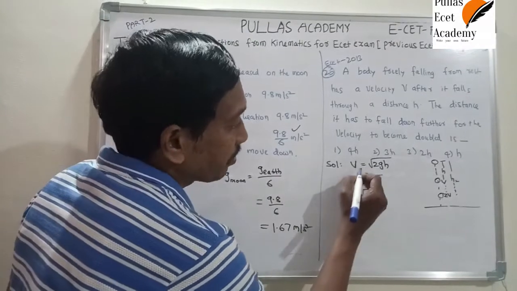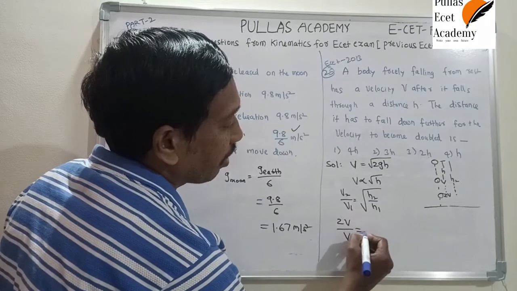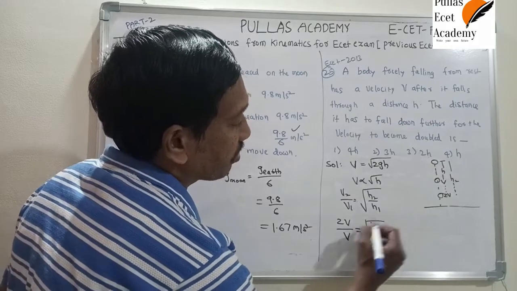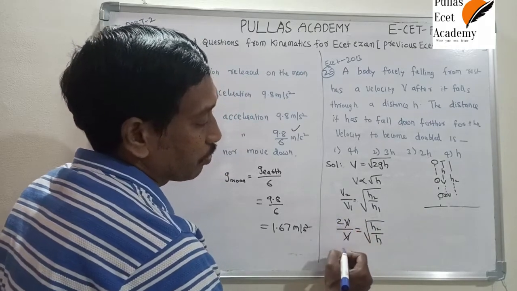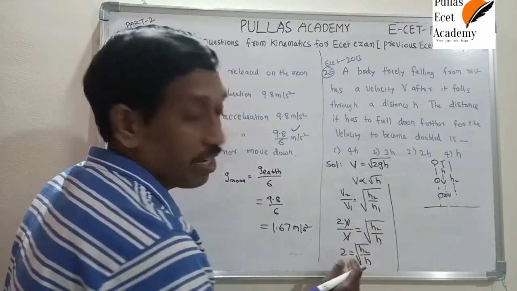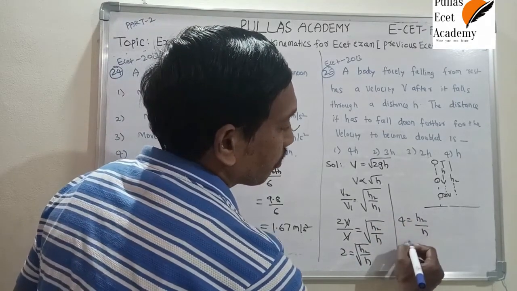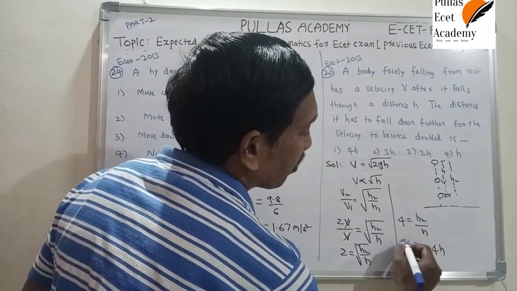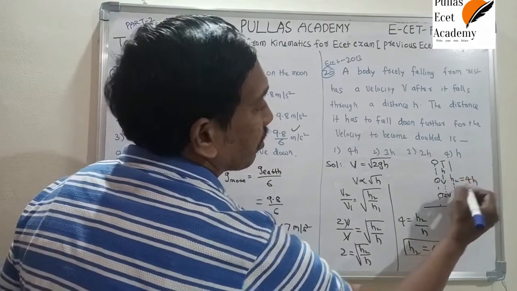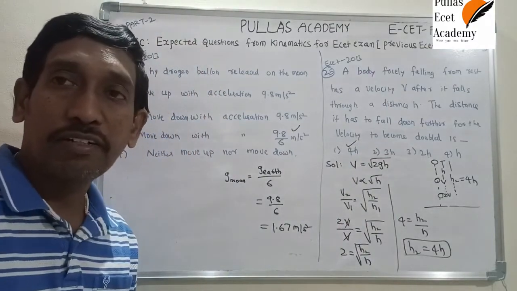Here in the formula v2 is given, doubled means 2v. v1 is v. Substitute: under root of h2 by h1, where h1 is given as h. Now simplify this, v cancels. 2 is equal to under root of h2 by h. By squaring on both sides, you get 2 square, that is 4, is equal to h2 by h. So h2 is equal to 4h. When it travels distance 4h, the velocity becomes doubled. So this is the answer, this first option is the correct answer.